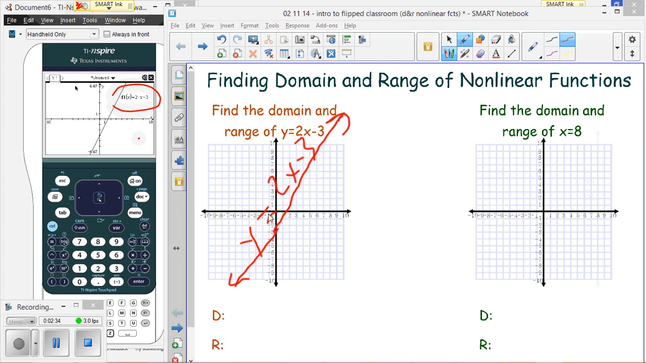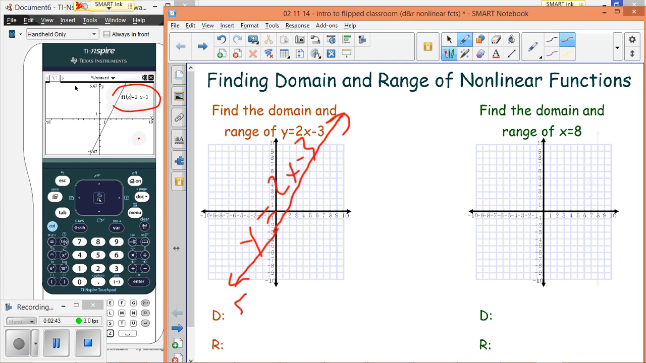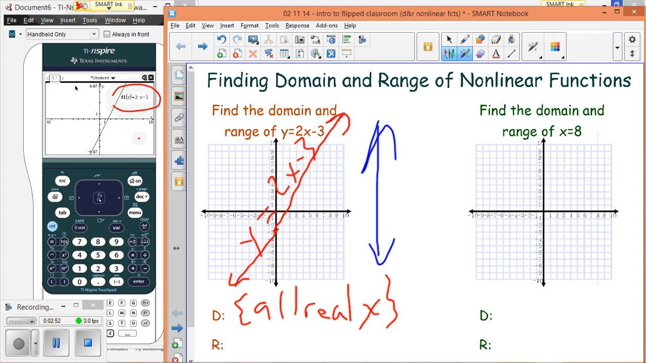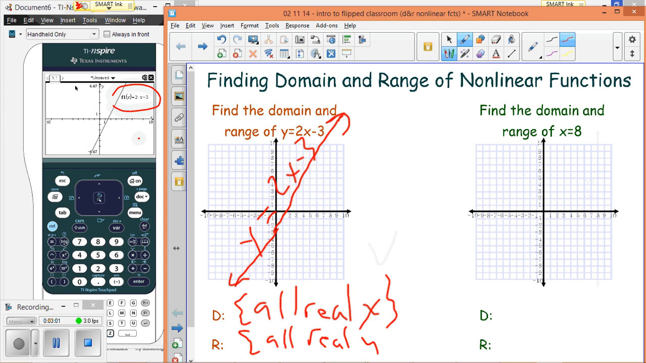Well, the domain and range here are pretty simple, pretty straightforward. I see that in my x direction, this goes left and right forever. So for domain, I'm just going to say all real x. Similarly, in my y direction, I can see that it goes up and down forever. So for range, all real y. Okay. Let's go on to the next one.